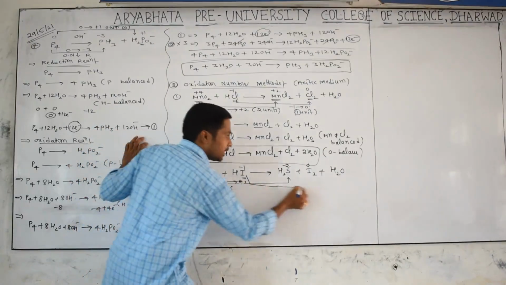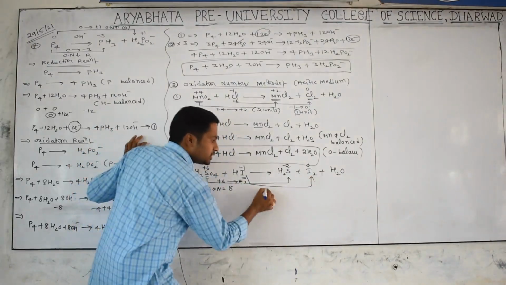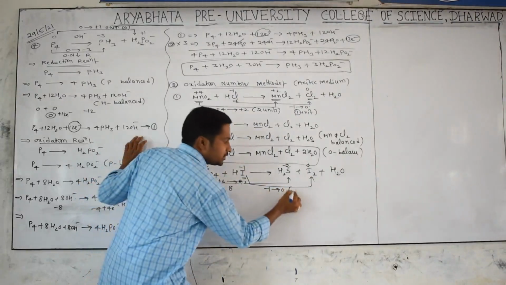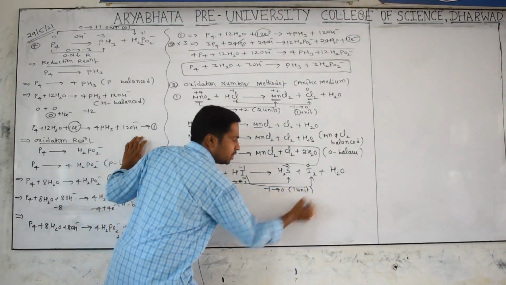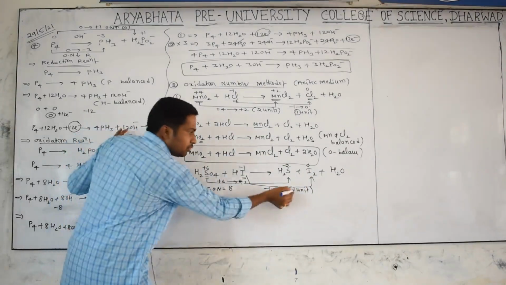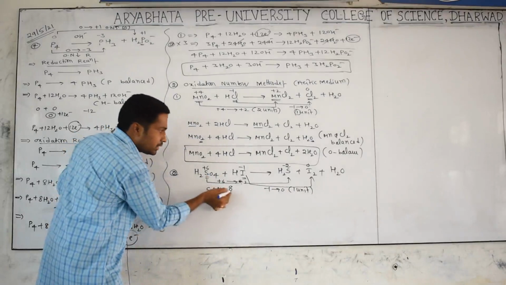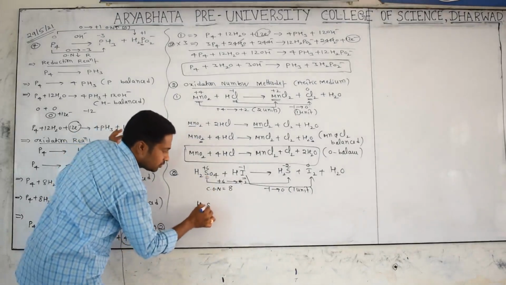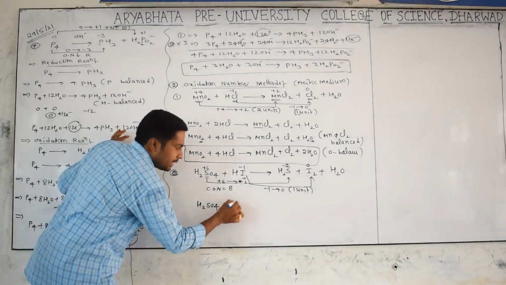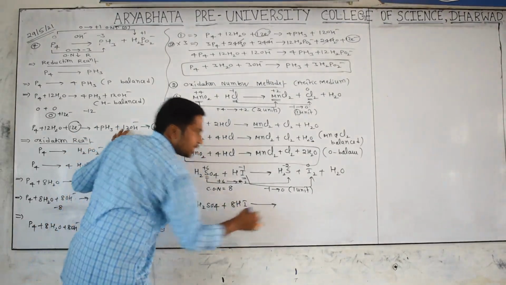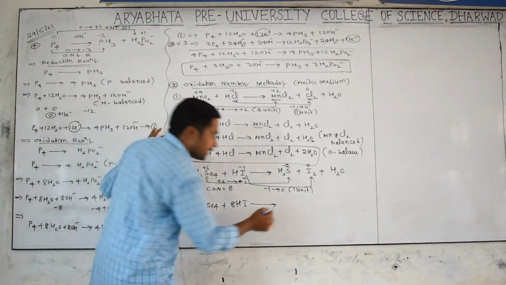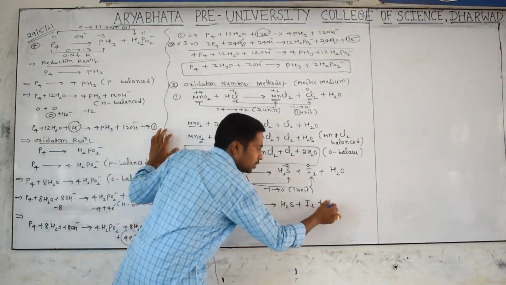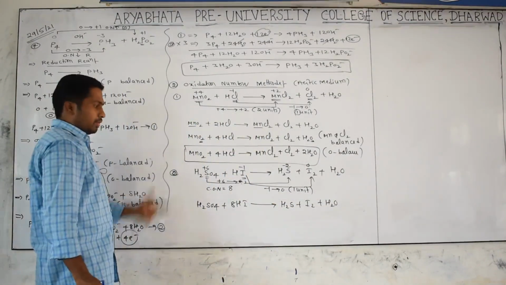Now you take iodine. How much change is coming? Minus 1 to 0 means just 1 unit change is coming. What we have to do? With 1 we have to multiply H2SO4, with 8 we have to multiply HI. We are getting H2SO4 plus 8HI gives rise to, as usual, H2S plus I2 plus water. Okay, first step is over.